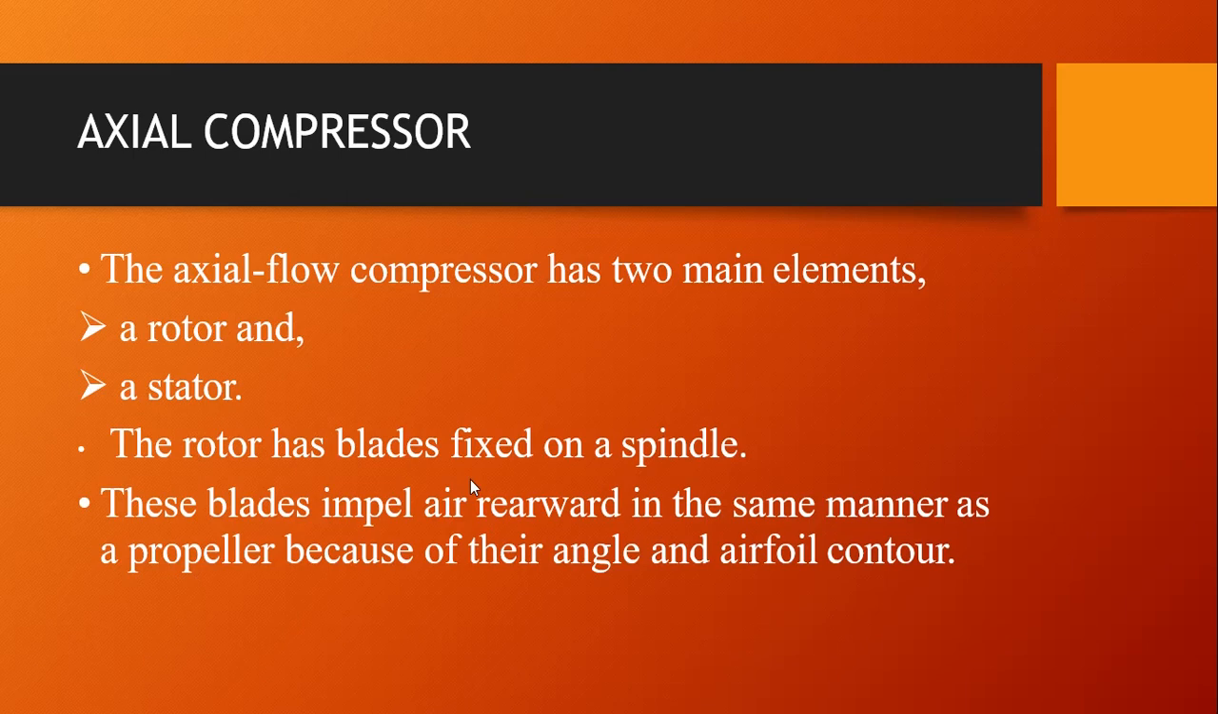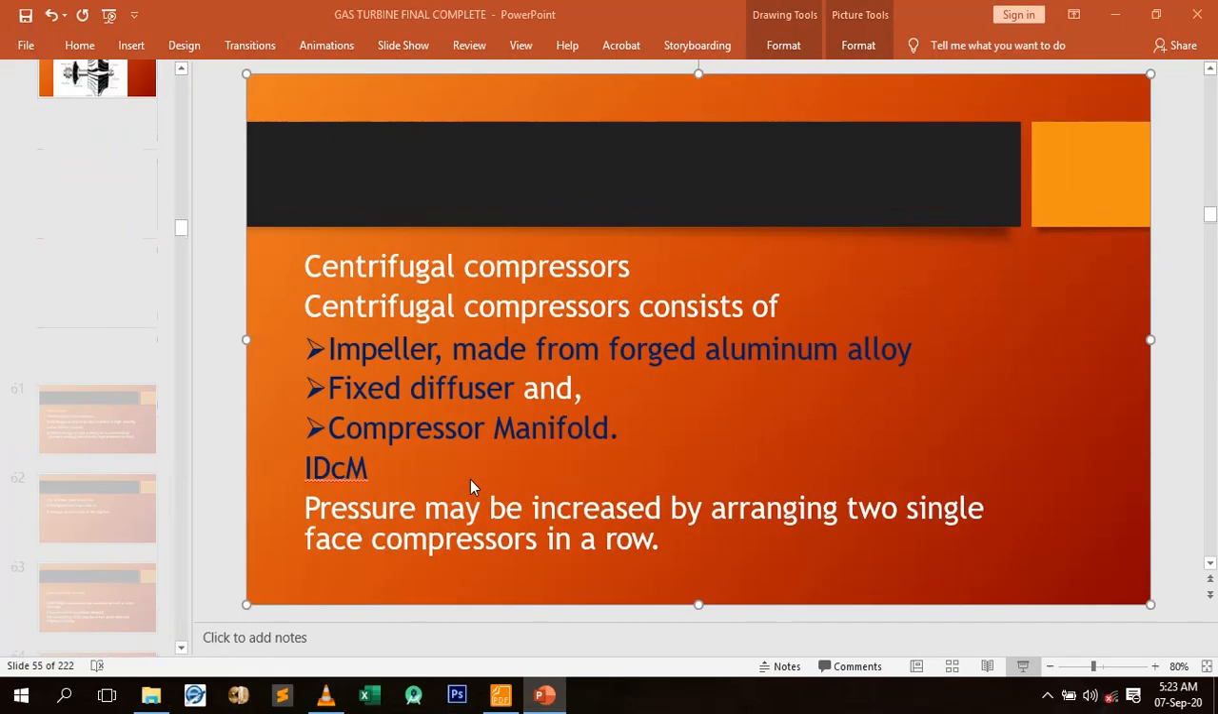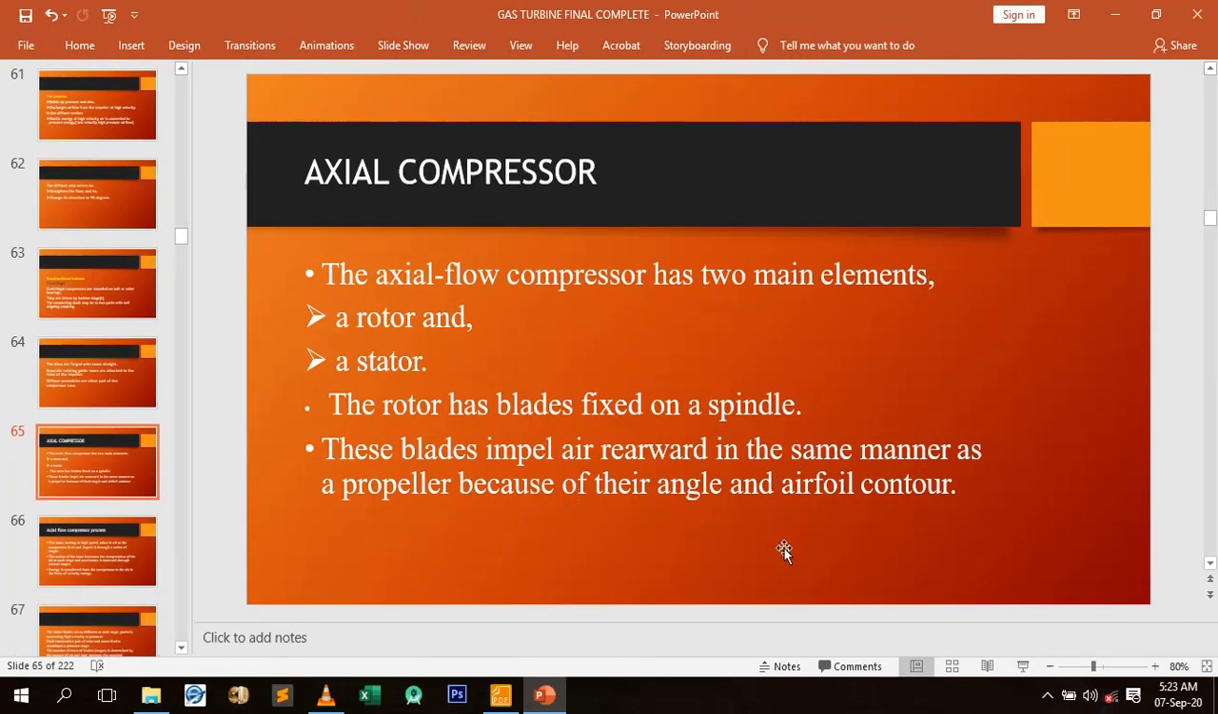We go to the axial. The axial flow compressor has two main elements: a rotor and a stator. The rotor has fixed blades on a spindle. These blades impel air rearward in the same manner as a propeller because of their angle and airfoil contour.